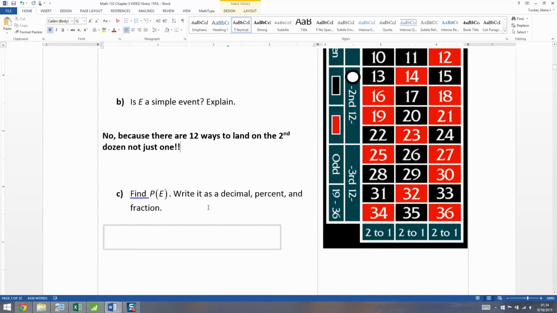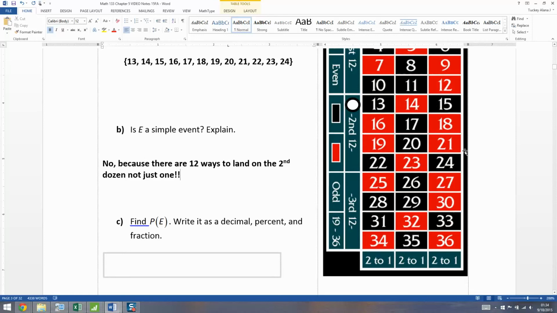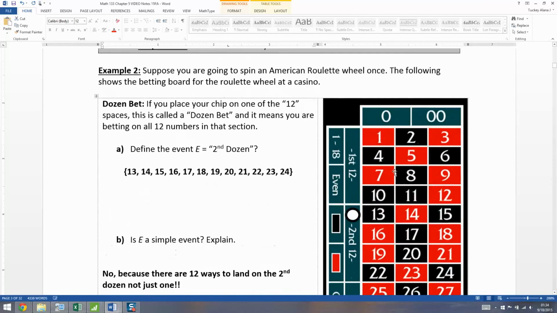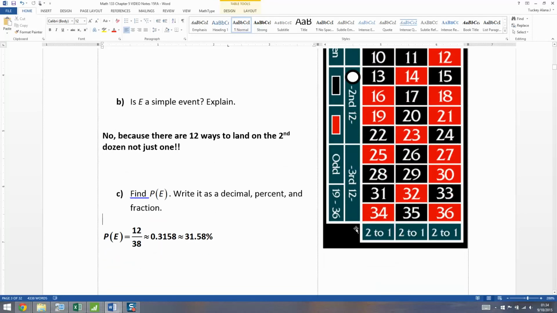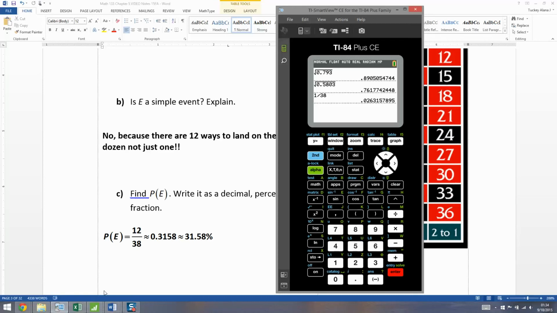Okay. So now we want to find the probability of event E. What's the probability of landing on that second dozen? Well, there's a dozen ways to win there, so that's 12. And there's 38 slots total for the roulette wheel. So that's 12 out of 38, which is 0.3158 or 31.58%. And I got that by using my calculator, 12 divided by 38. There we go. It's 0.3158, again rounding to 4 decimal places.